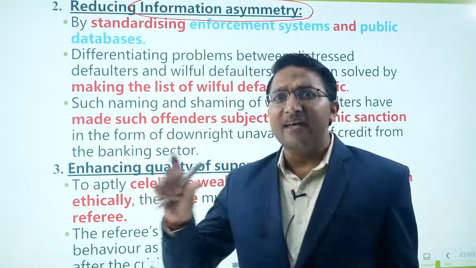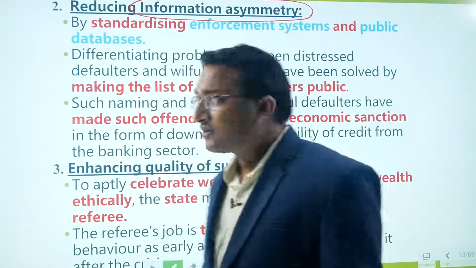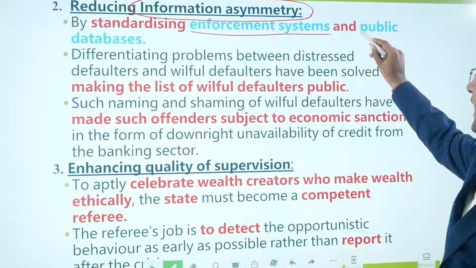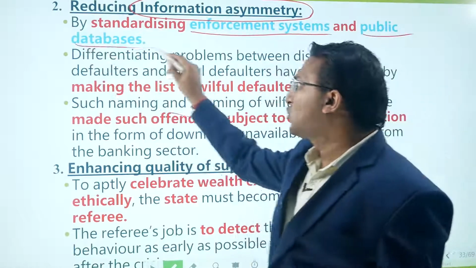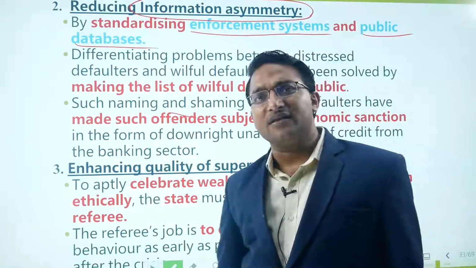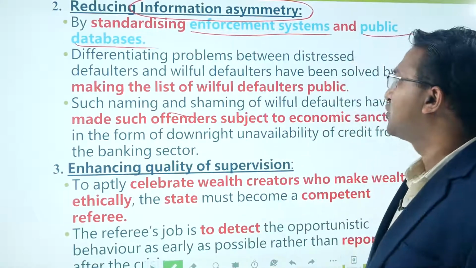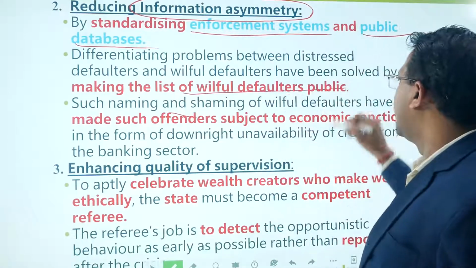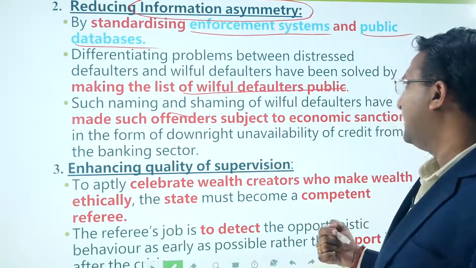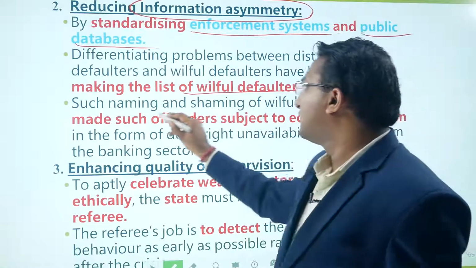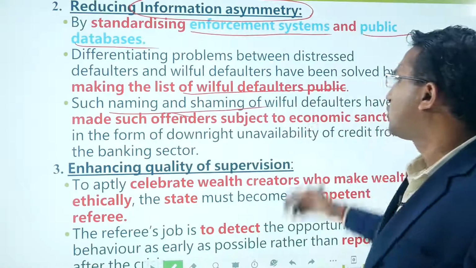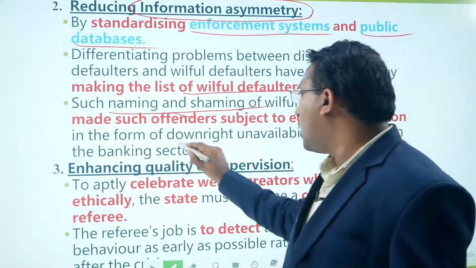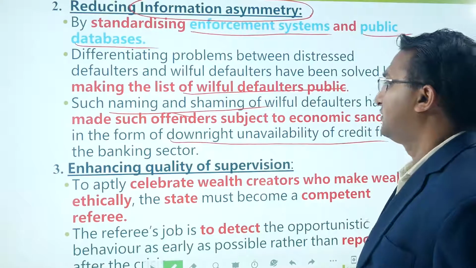So we need to reduce this information asymmetry, right? So we need to standardize the enforcement systems and public databases so that everyone has access to the same information. There is no information asymmetry. We need to differentiate between the willful defaulters and the stressed defaulters, right? So the willful defaulters can be punished through naming and shaming, right? And downright unavailability of the credit.